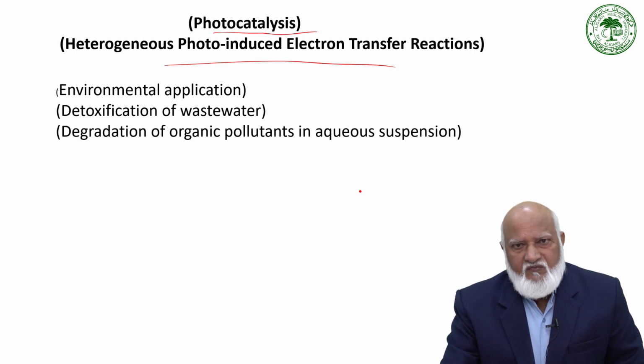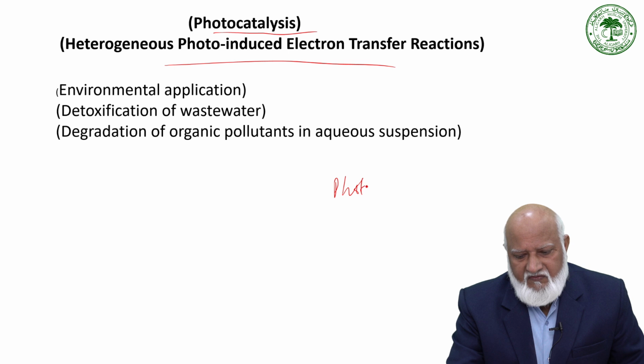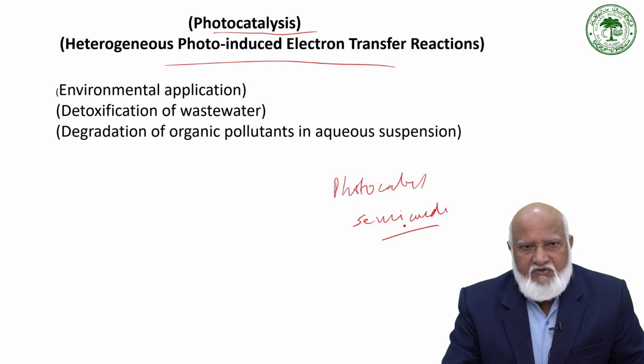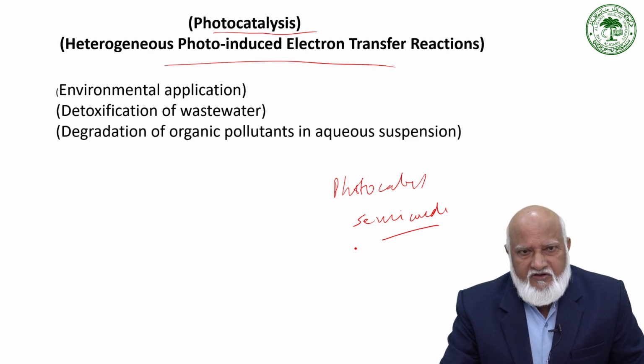This is a process called photocatalysis, in which the reaction is heterogeneous, and the photocatalyst here is a semiconductor. We know that a semiconductor is characterized by a filled valence band and a conduction band. If we shine light energy equal to the band gap energy, there is an excitation of an electron, and this electron-hole pair can be used for further reaction.